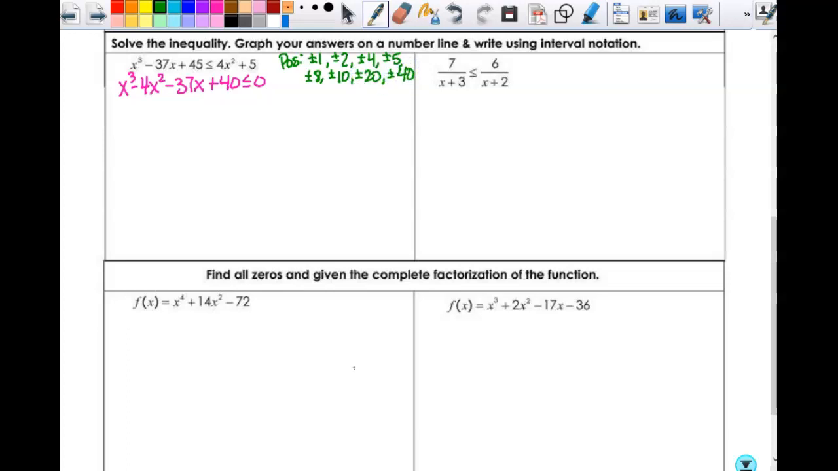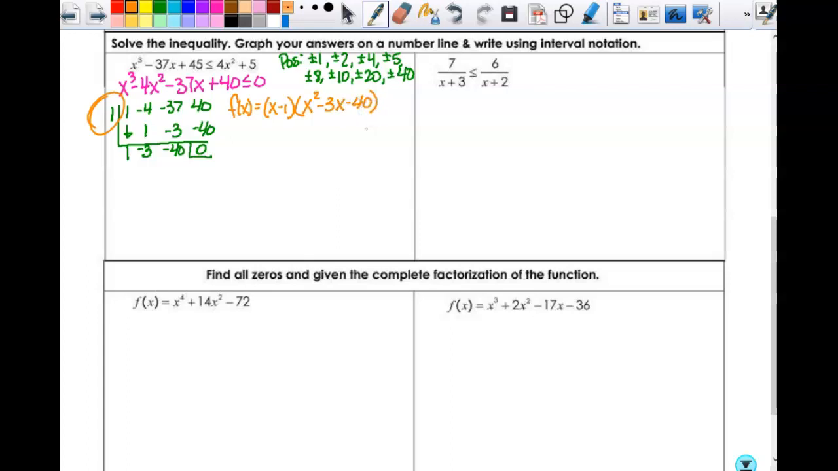So then I've got to do synthetic division. Start with 1. This gives me 1, negative 4, negative 37, 40. Bring down my 1, 1, negative 3, negative 3, negative 40, negative 40. Oh, it is just phenomenal when the first one works, right? So what we have here then is f of x equals, this is my 0, so that's x minus 1, times what is left down here, x squared minus 3x minus 40.